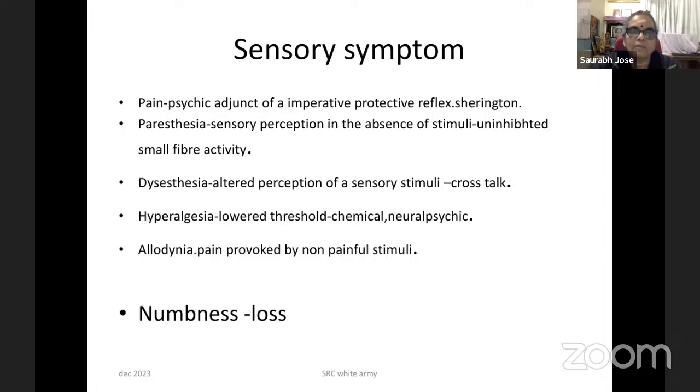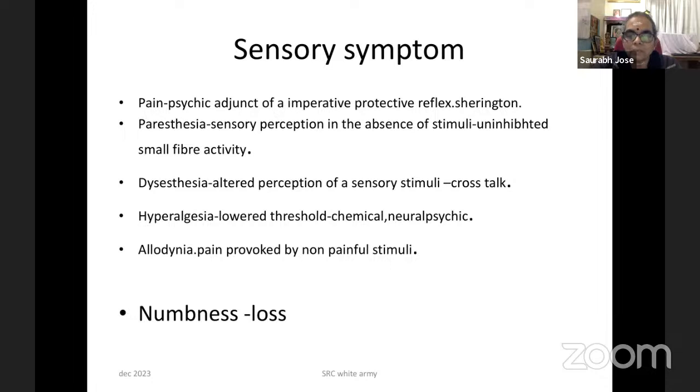So the patient can present with paresthesia. Secondly, the patient can present with dysesthesia. Dysesthesia is altered perception of a sensory stimulus. So unlike paresthesia, you have got a stimulus, but the stimulus is perceived differently. This is called neuronal crosstalk. The mechanism is called neuronal crosstalk, and this indicates that there is repair taking place.